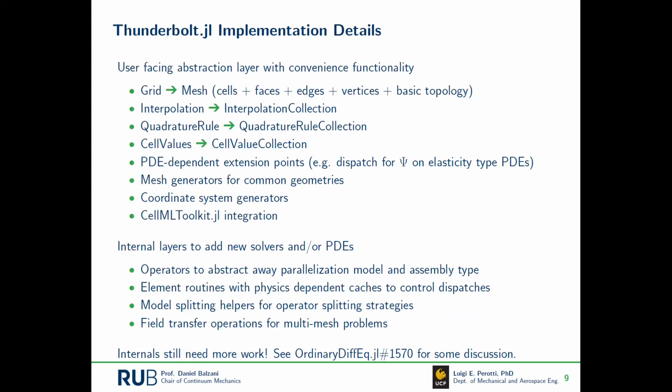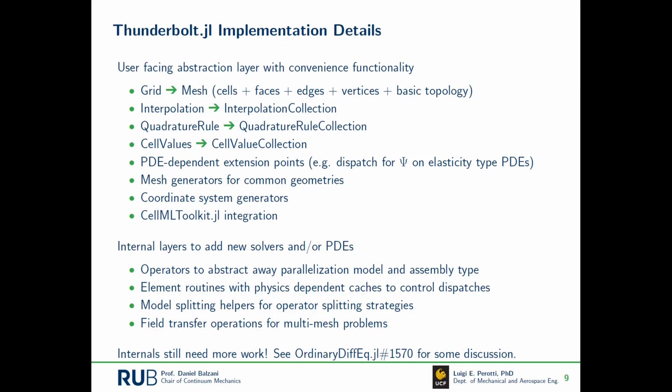So a bit about the implementation details. We have the user-facing side, where some things are a bit different than in Ferrite, as we have already seen. Instead of a grid, we have a mesh, which is basically a grid plus some topology information. Then instead of interpolations, we have interpolation collections. For example, we say we have a Lagrange collection instead of Lagrange ref triangle and so on. Same with the thresholds and the cell values. So we have, for the user-facing side, a nice abstraction layer.